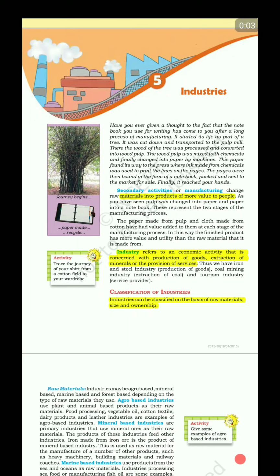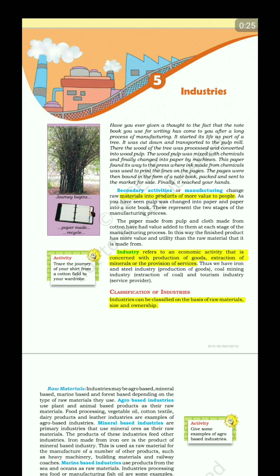Alright, so let's start with chapter number 5 of class 8th Geography. It says the secondary activities of manufacturing change the raw material into products of more value to people. As you have seen, pulp was changed into paper and paper into notebook. So this is a kind of changing. You are changing the raw material to a more valued product for the people.